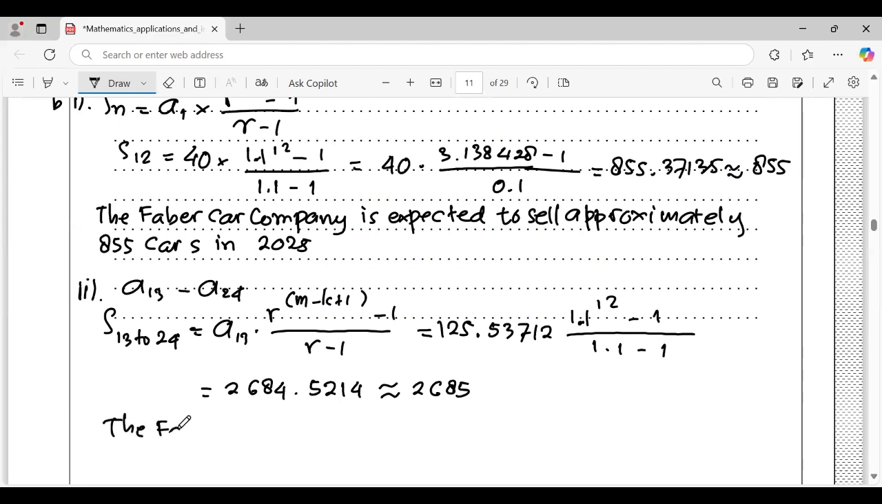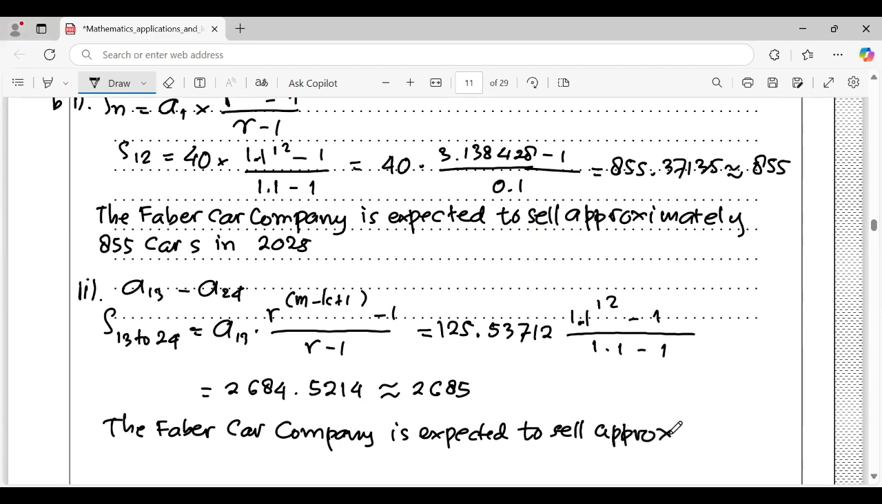Okay, so we can state that the Faber Car Company is expected to sell approximately 2,685 cars during 2026.